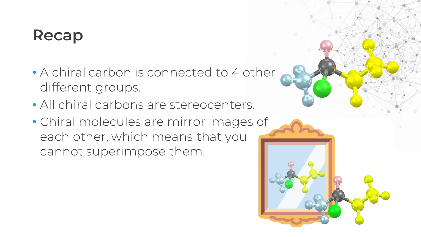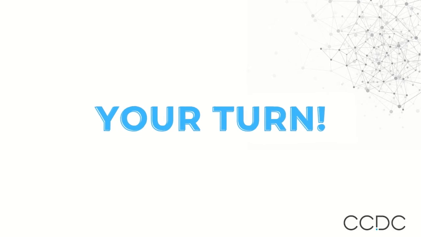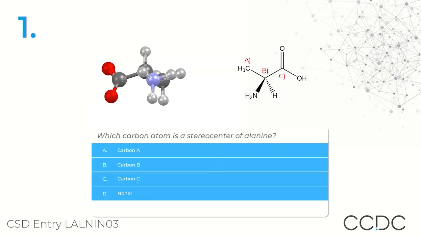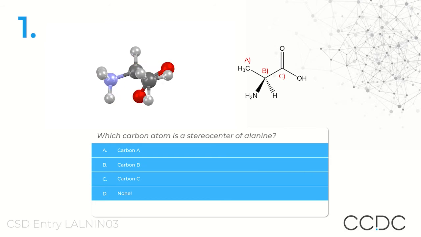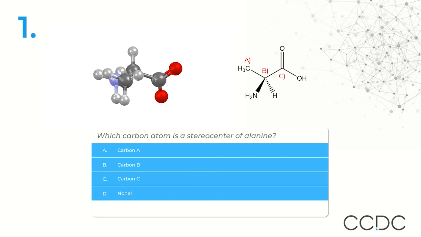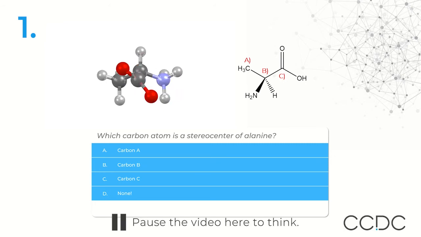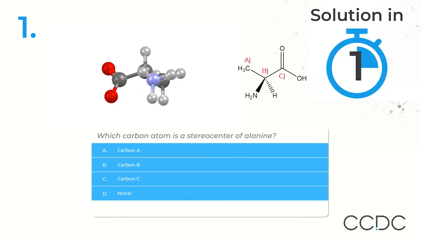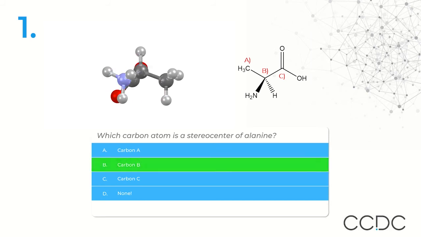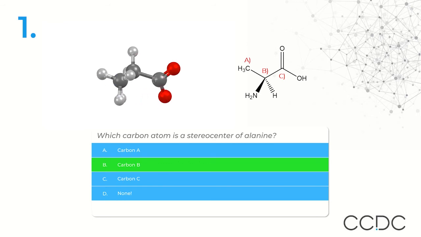We've seen how chiral molecules behave and learned their importance in chemistry. Now let's see if we can recognize which of the following carbons are chiral. This molecule is alanine, an amino acid. Can you guess which of alanine's carbons is chiral? Remember, a chiral carbon has 4 different groups attached to it. Feel free to pause the video if you need more time to think. The right answer is B. This carbon is attached to 4 different groups: a hydrogen, a methyl, a carboxylic acid, and an amine.